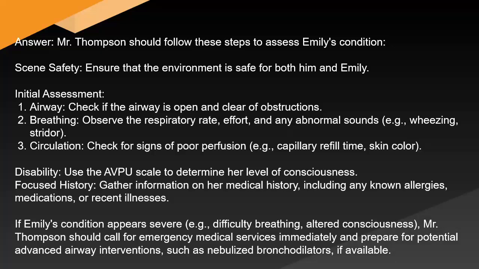Breathing: observe the respiratory rate, effort, and any abnormal sounds, e.g. wheezing, stridor. Circulation: check for signs of poor perfusion, e.g. capillary refill time, skin color. Disability: use the AVPU scale to determine her level of consciousness. Focused history: gather information on her medical history, including any known allergies, medications, or recent illnesses. If Emily's condition appears severe, e.g. difficulty breathing, altered consciousness, Mr. Thompson should call for emergency medical services immediately and prepare for potential advanced airway interventions, such as nebulized bronchodilators if available.